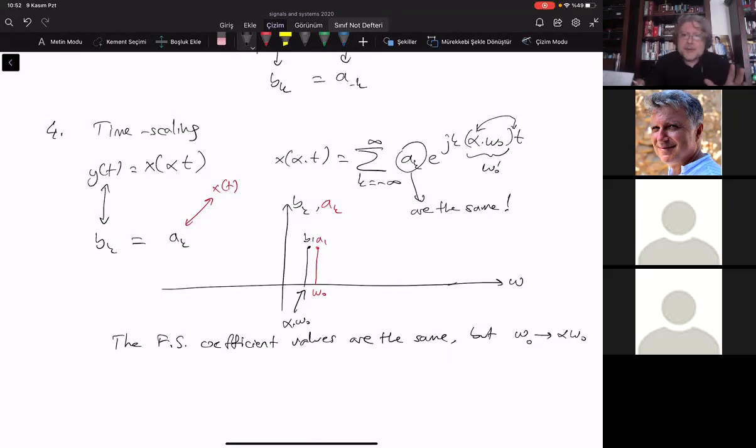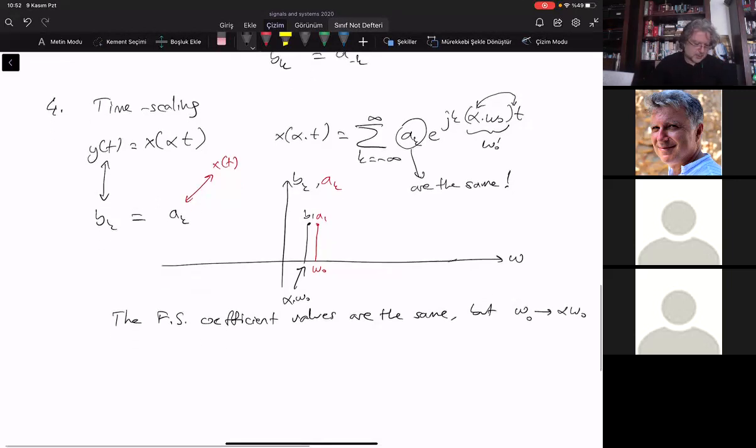It's like this. Think of a cosine of omega 0 times t. What are the Fourier series coefficients? a1 is 1 over 2. a minus 1 is also 1 over 2. If you change omega 0, if you change the frequency, the Fourier series coefficients will still be 1 over 2 and 1 over 2 for a1 and a minus 1, but the corresponding positions of those Fourier series coefficients will be clearly different. That's what you have to know about this property.